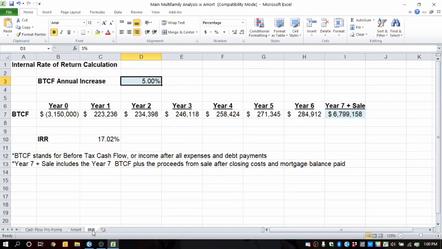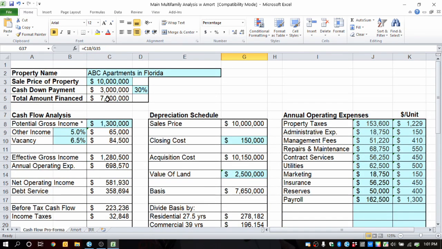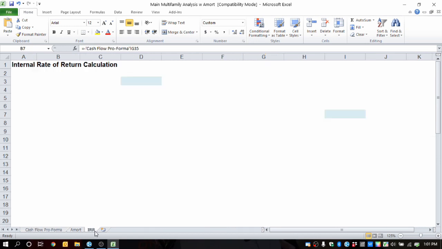So if we click on our IRR tab, I made this super simple. I assumed the cash flows increased at 5% per year, which is the same thing as a net operating income increase because debt is constant, and so the NOI would be going up at 5% as well. But we're going to be putting down $3,150,000, right? So if you go back to the cash flow tab, that's $3 million down plus $150,000 in closing costs.